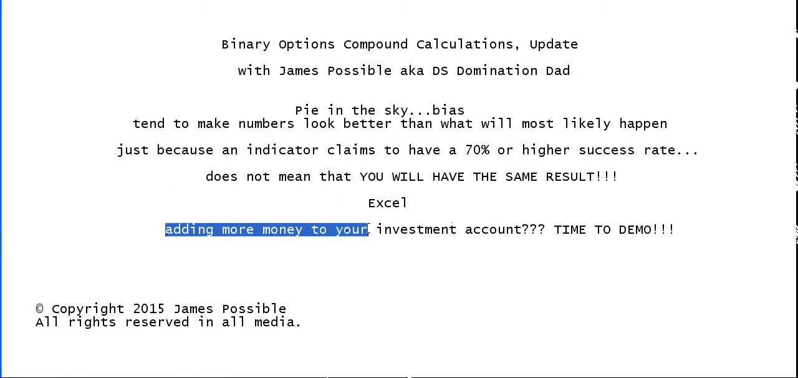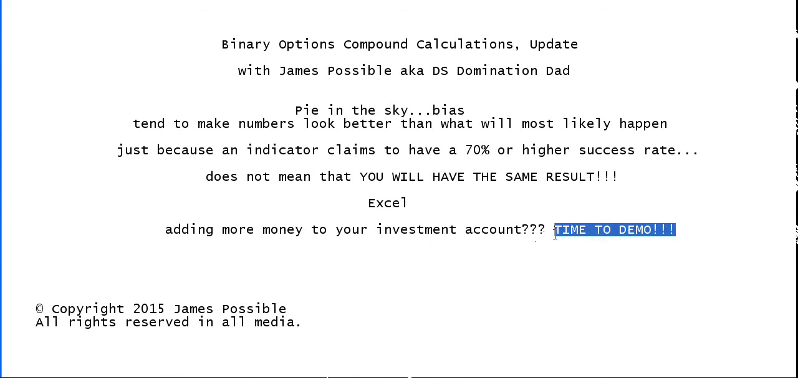Adding more money to your investment account. If you're doing that or thinking about it or considering it, it's time to demo. You're gambling at that point, because if your percentages are so far off what I was just illustrating, adding money to it is not going to change what you're doing. It's what you're doing that needs to be looked at, that needs to be evaluated.